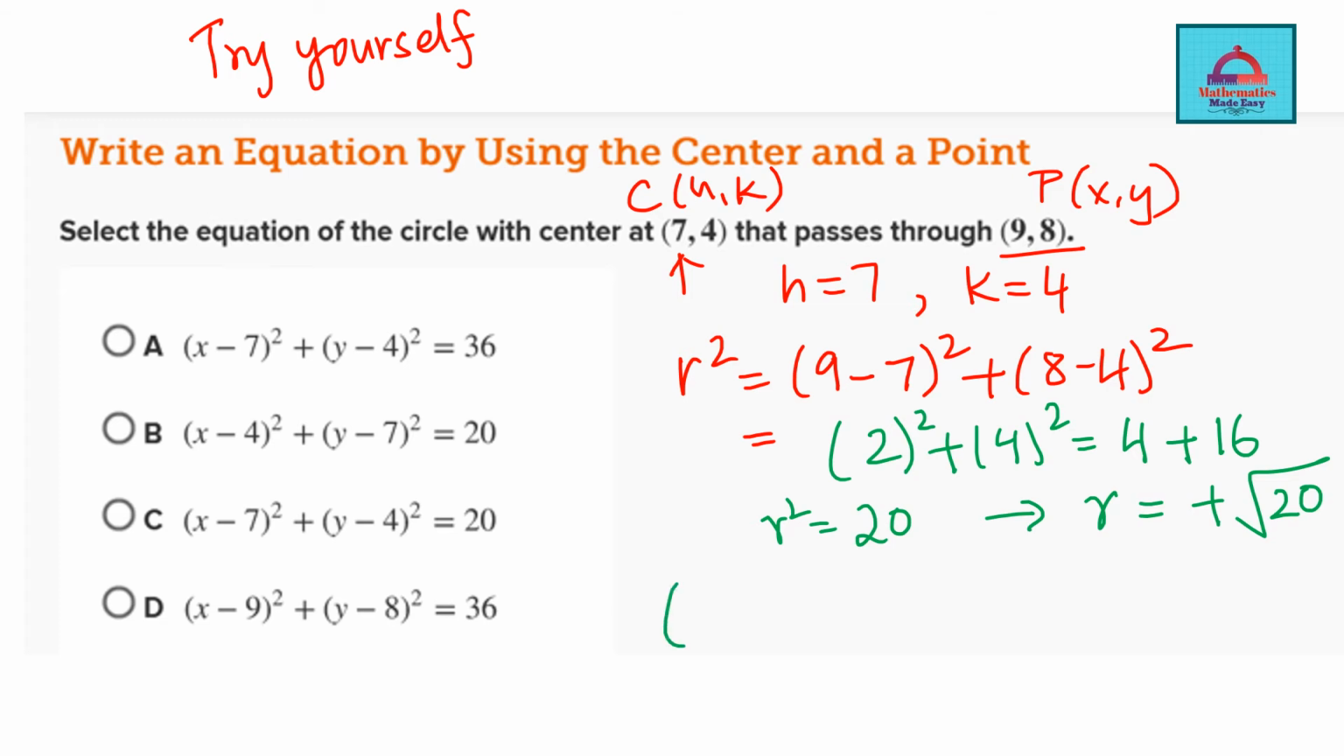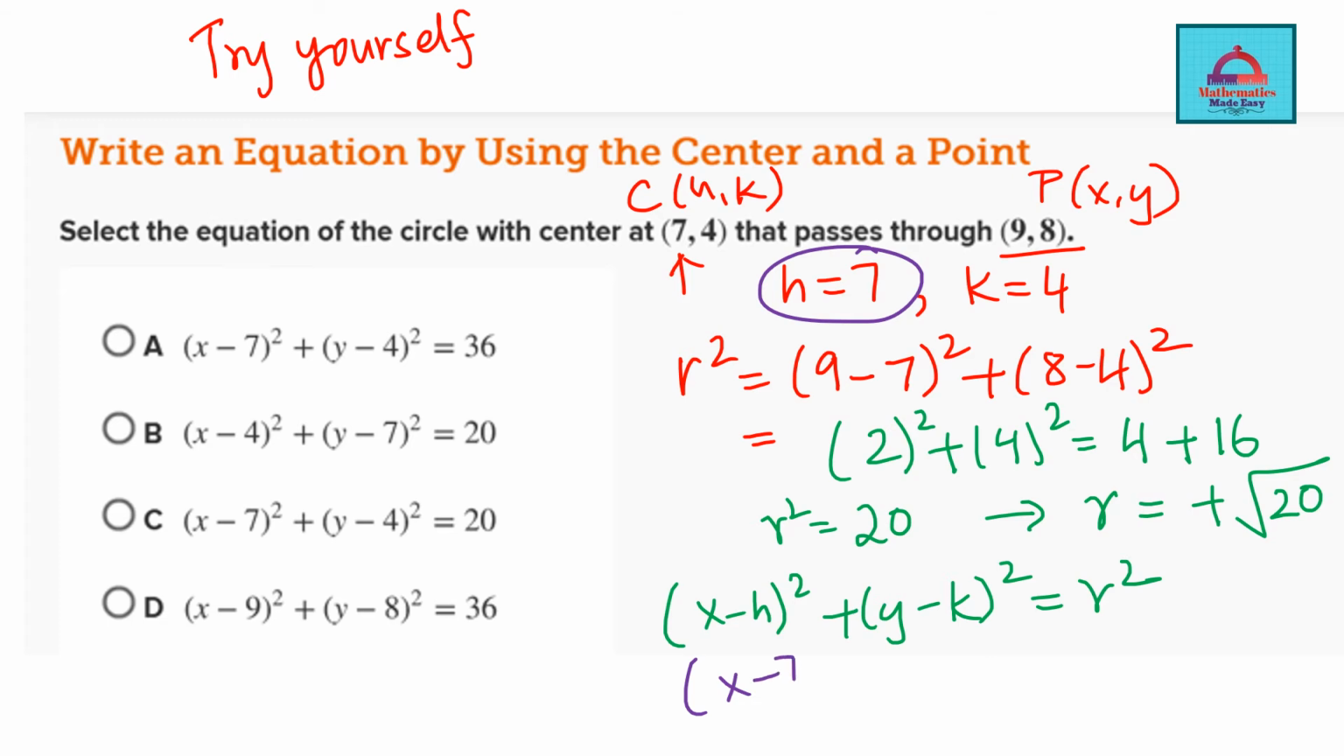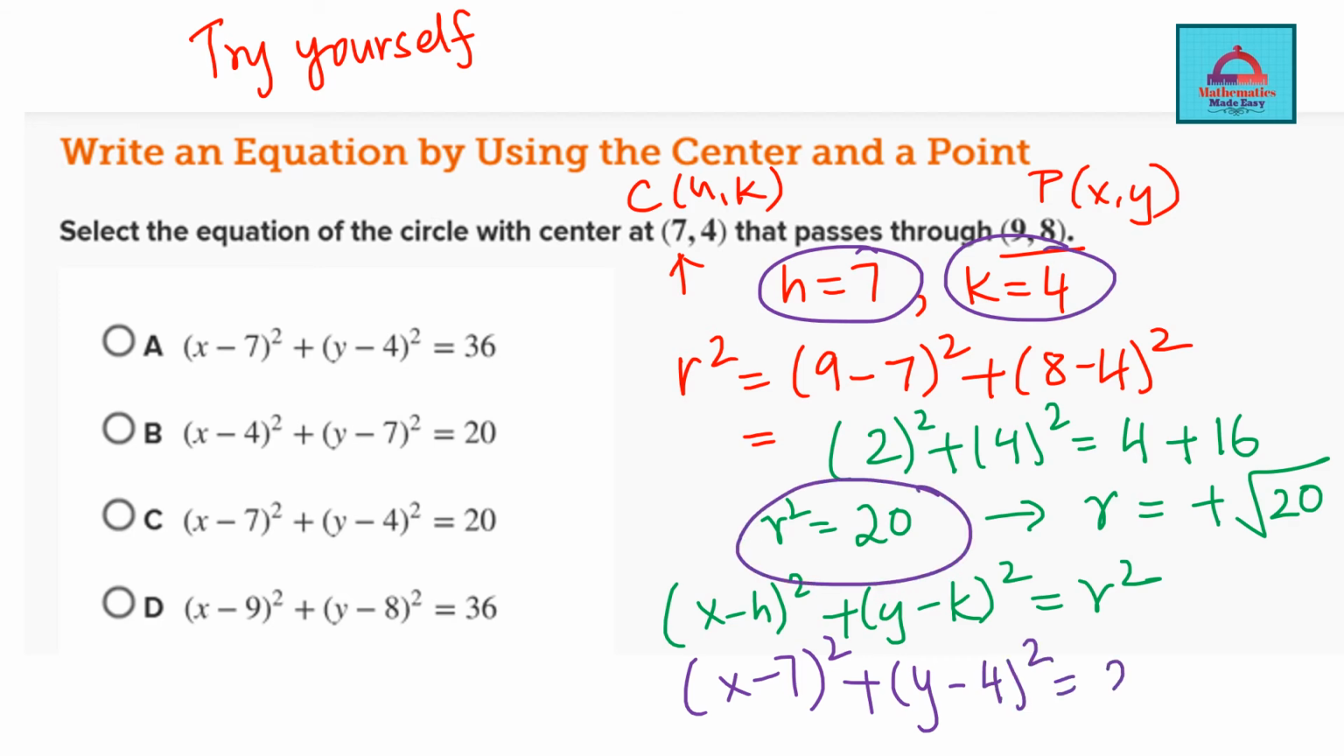Now let's put in the formula: x minus h whole square plus y minus k whole square is r square. So your h is 7, so x minus 7 whole square plus y minus k, which is 4, whole square, and your radius square already you know is 20. So this is going to be the right answer. Let's see which option gives you the correct one. So definitely it is option number C.